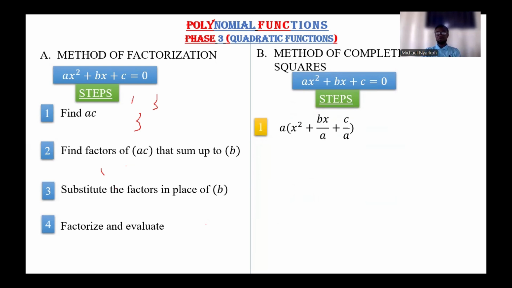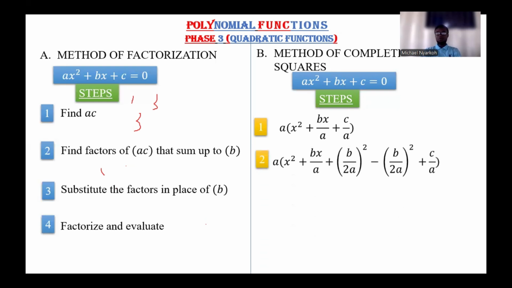All right. Now, we factor out a, and when that is done, it means we're going to have a outside, and then x squared plus bx over a plus c over a. This is simply because when we multiply through the expression in the brackets with a, we are going to get back our ax squared plus bx plus c. Is that okay? Good. Let's go on to step 2.